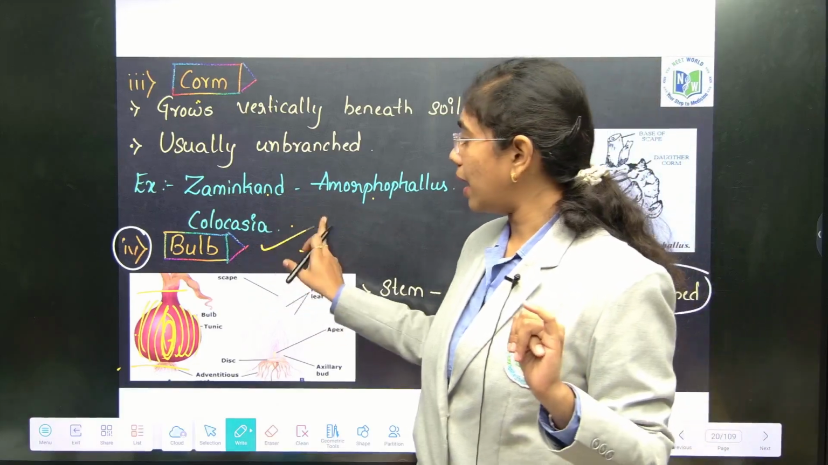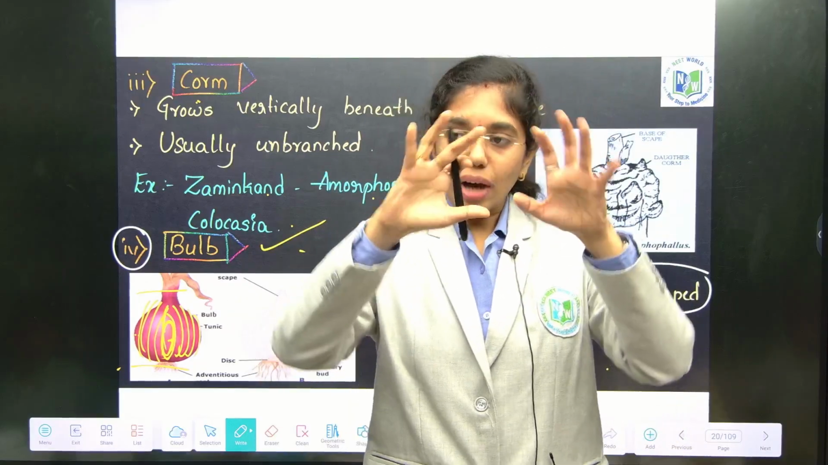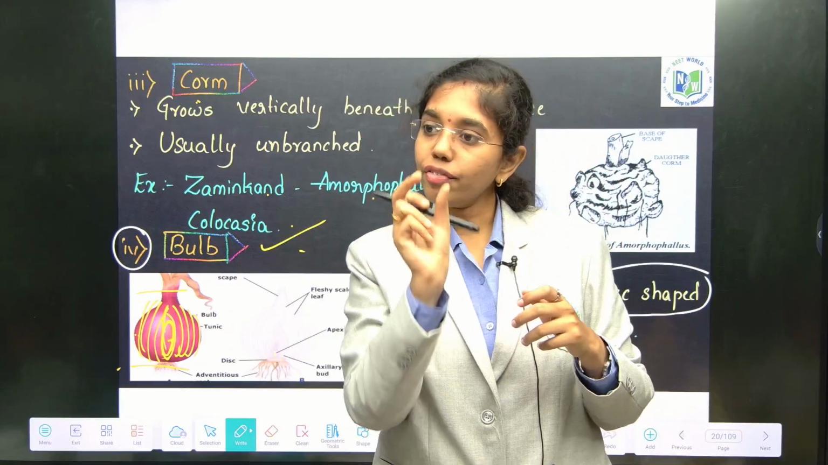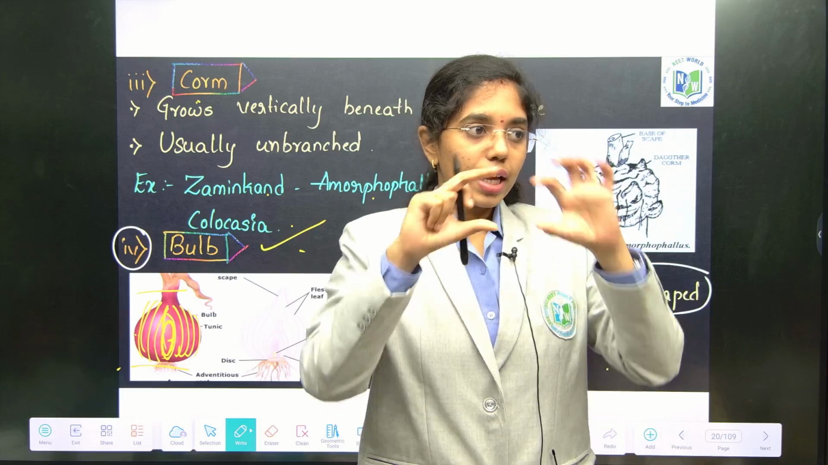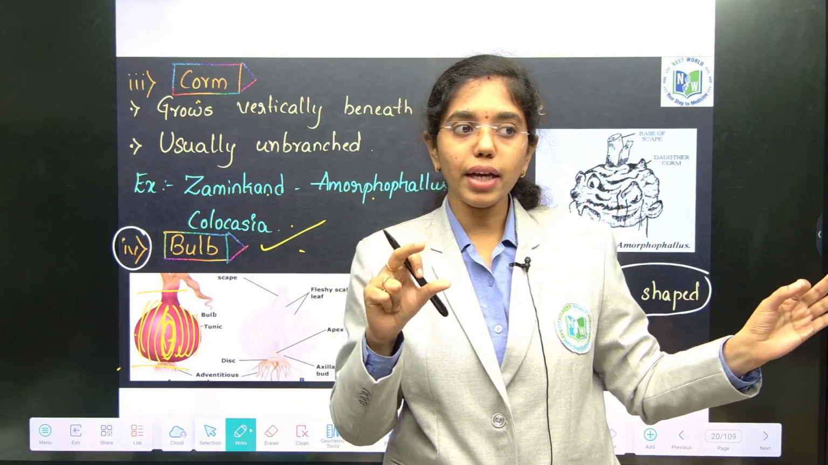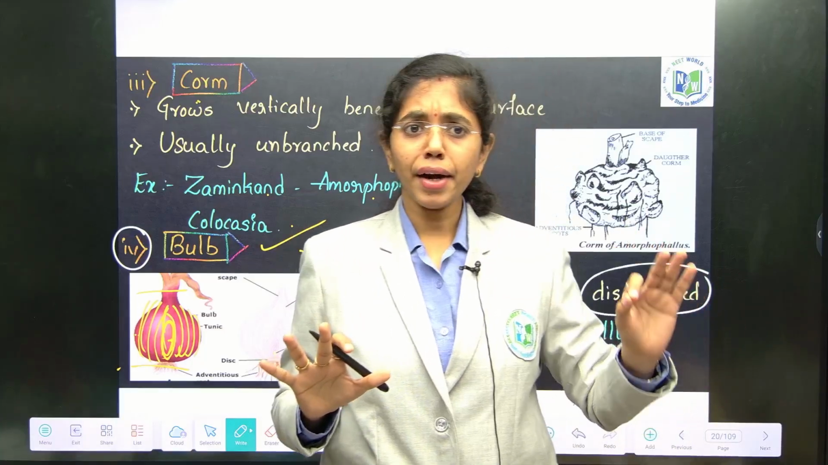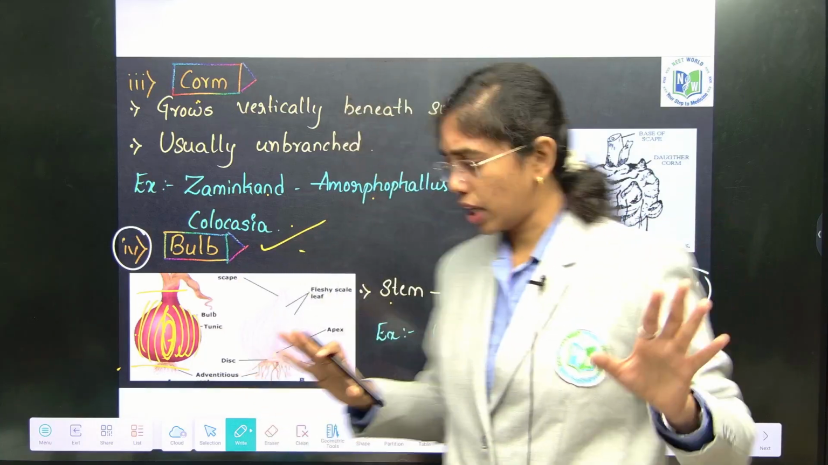Next is bulb. Bulb stem is reduced to disc-shaped structure. You have scaly leaves. At the center you have shoot bud. That combinedly you will call it as tunic. Simple tunic example is onion. Compound tunic example is garlic. Clear? Understood about underground stem modifications, right?